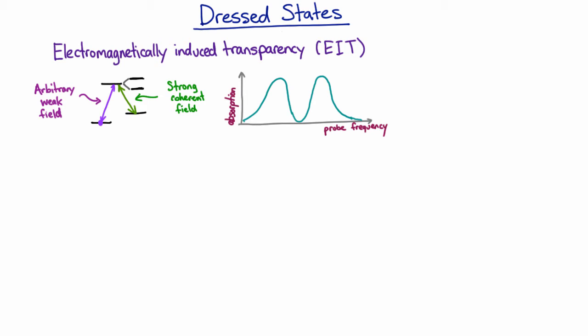Now if we only had a two-level atom, or conversely if we didn't have that strong coherent field, then our absorption might look something like that. Now if we have absorption like that, then we're also going to get dispersion. In other words, we're going to get a different phase shift for the scattered field depending on which side of the absorption peak it comes from.